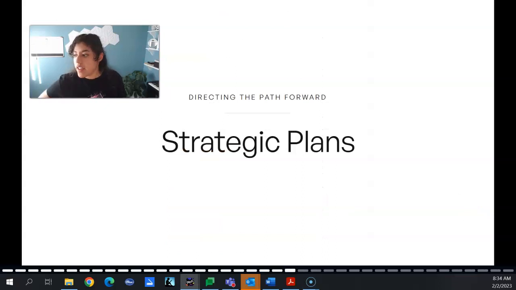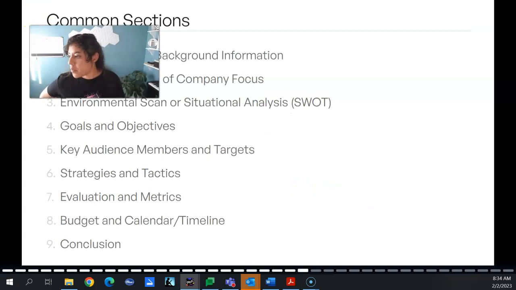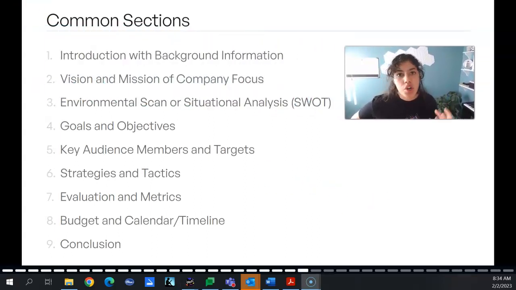All right, and then the last big category of formal reports that you might see in your professional journey are strategic plans. Their goal is directing the path forward for people. And so with strategic plans, they have a few more sections, still at the core of a formal report. We tend to see the same introduction and background information, we love it. They tend to focus more on the vision and the mission of a company, and have a very specific SWOT, strengths, weaknesses, opportunities, threats, that situational analysis.